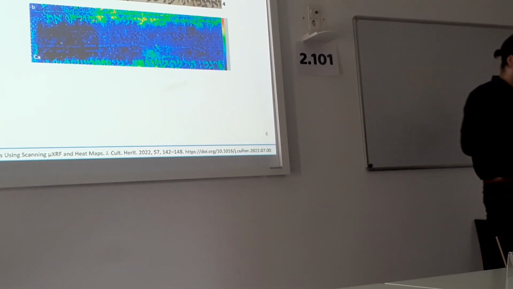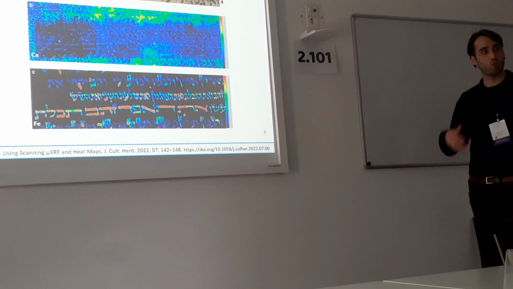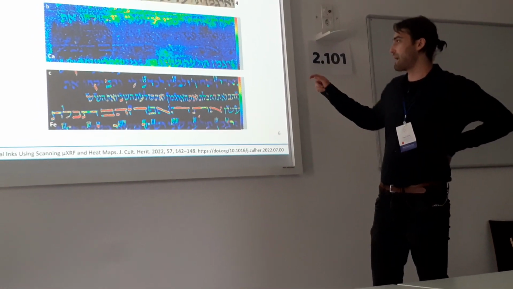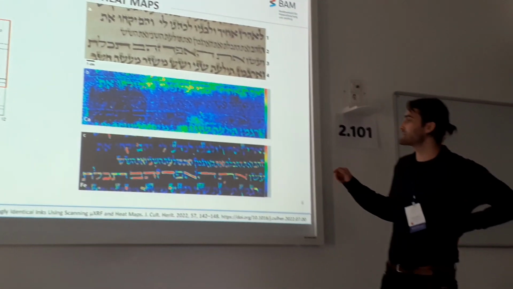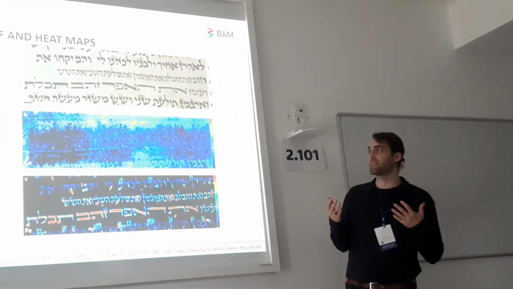Let us look now at the map of iron and whether it gives us more information about what's happened here. First of all, we clearly see that the ink from the second and the third line is written with an ink which contains a much higher abundance of iron.